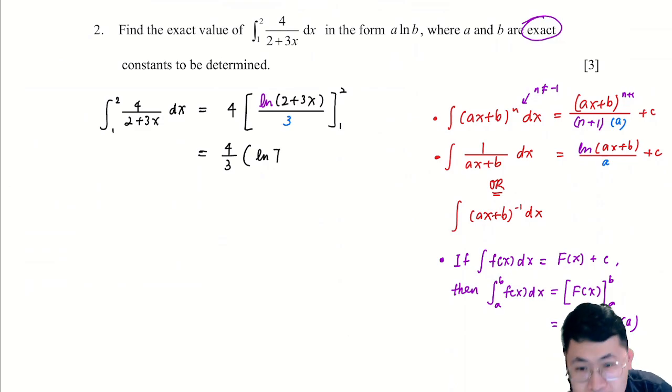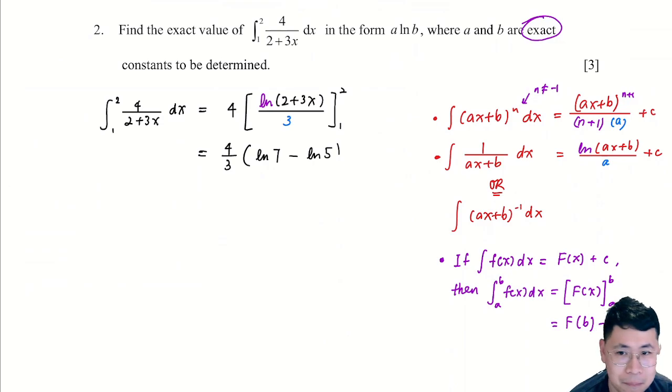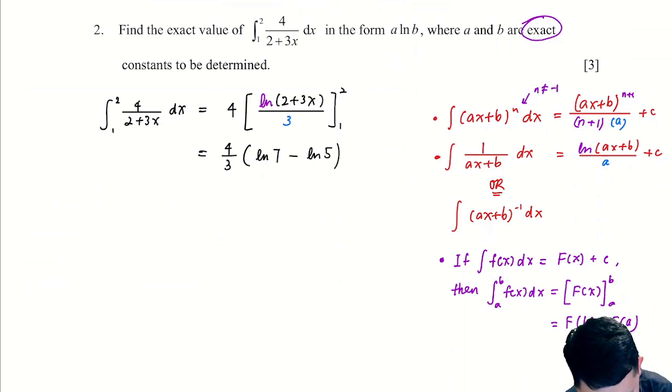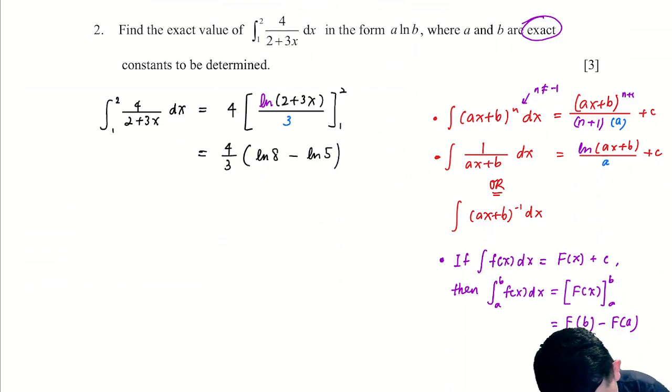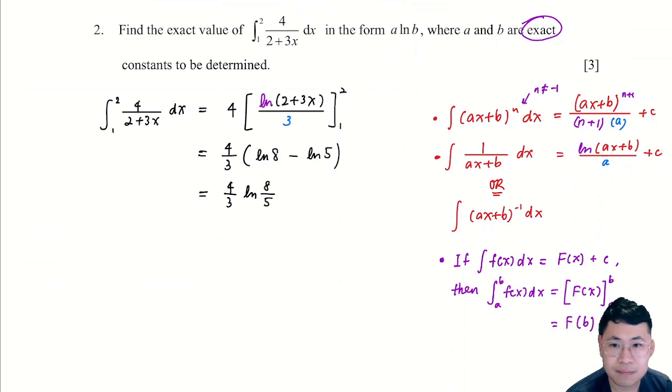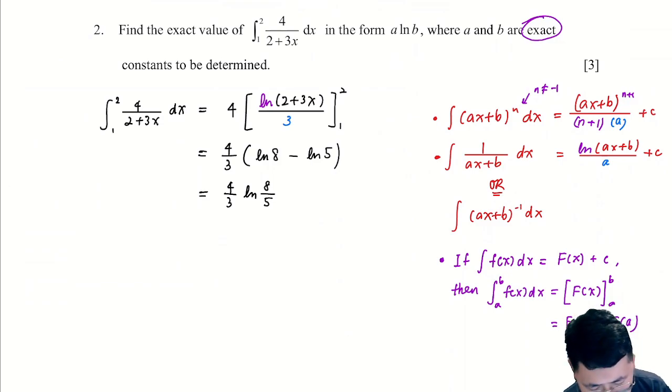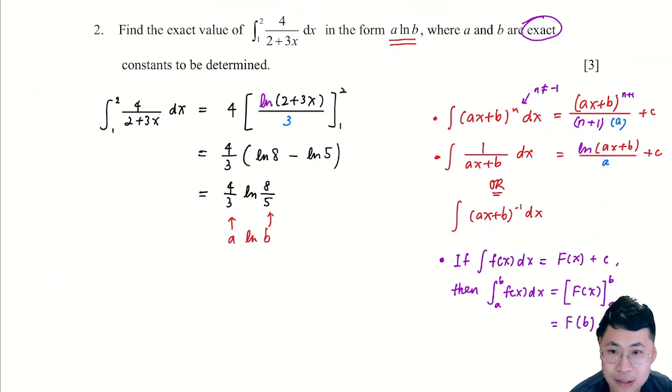So subbing in the 2 first, 2 plus 3 times 2, this is ln 7. Then subbing in the 1, we'll get ln 5. Oh sorry, this is ln 8. First one is ln 8. So next, this one would be 4 over 3 of ln 8 over 5. So 4 over 3 ln 8 over 5. Now we can double check. This is in the form of A ln B, so this is in the form.